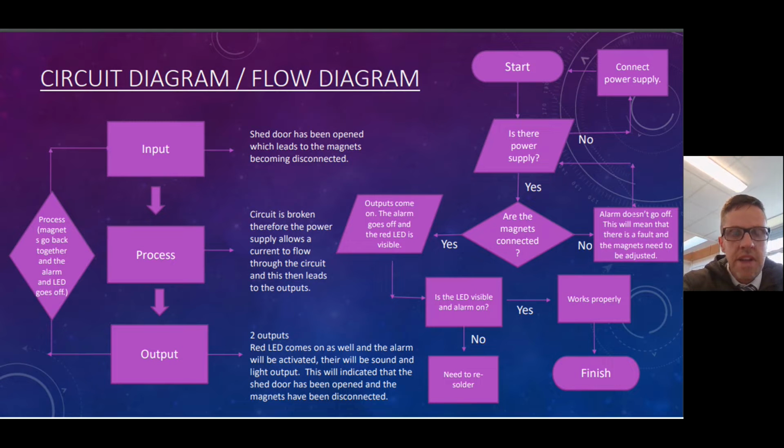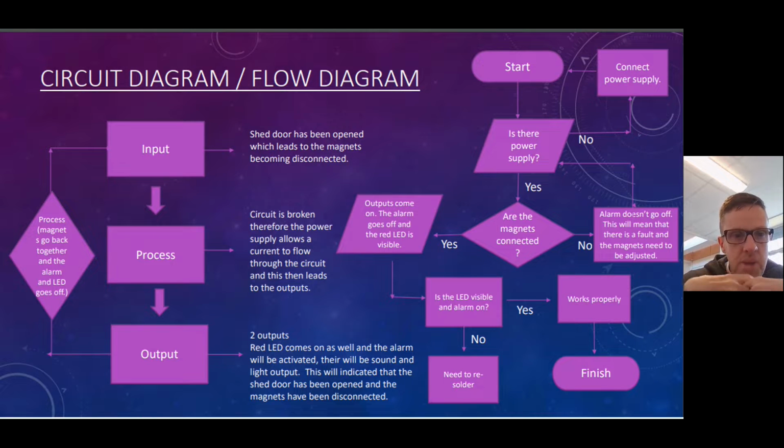Okay, so let's have a look. Here's an example. So you can see we're talking about an input, a process, and an output. And we've got down here process magnets to go together, and the alarm and LED goes off. So if the input and the magnets go together, the alarm goes off straight away. There's nothing in there. It's like an alarm system. It's talking about the shed door being opened, which is the input. The magnets become detached, so opens it, starts that circuit.